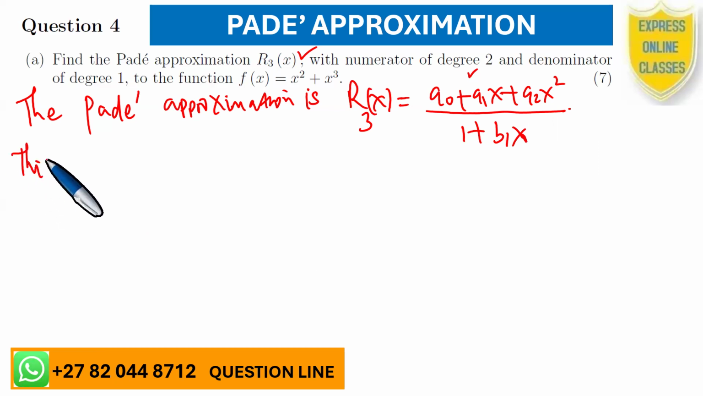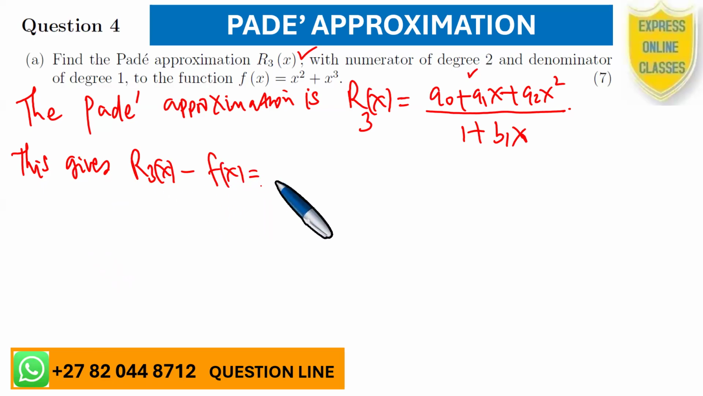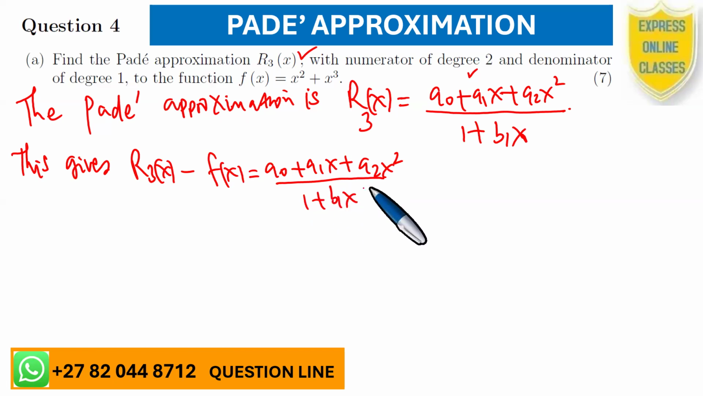This is going to produce the difference R3 of x minus f of x, which is a naught plus a1x plus a2x squared, you divide by 1 plus b1x, minus f of x, which is x squared plus x cubed.